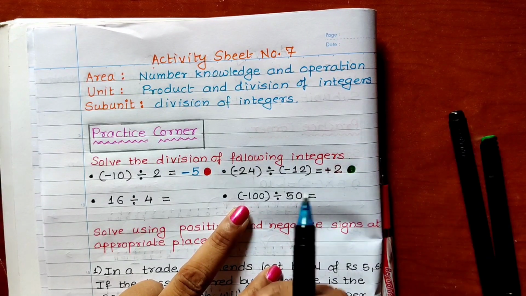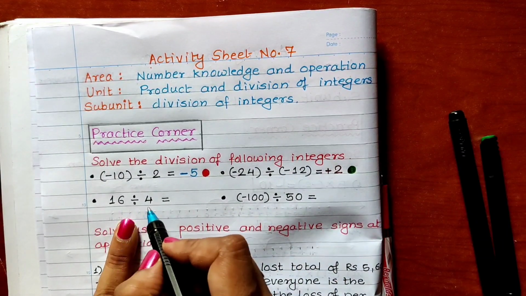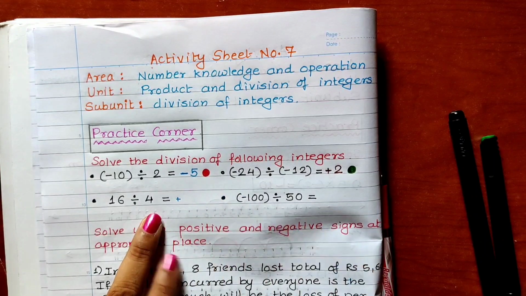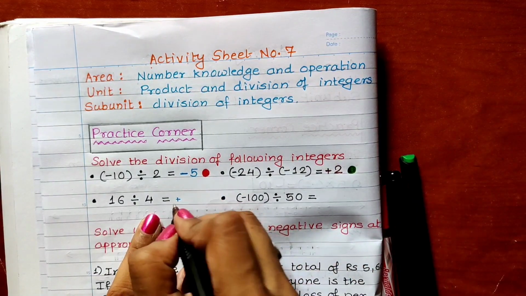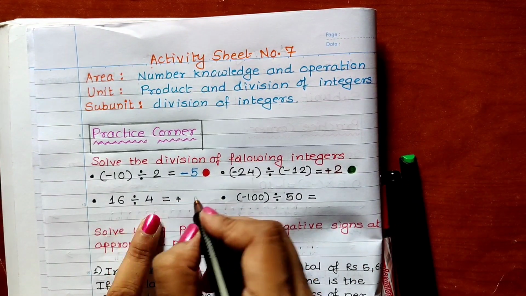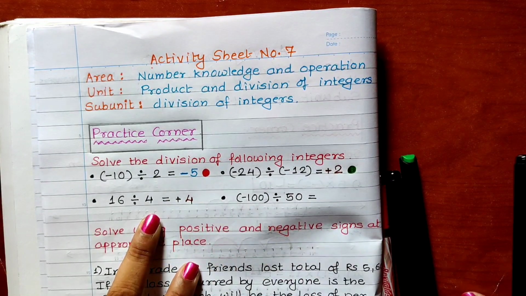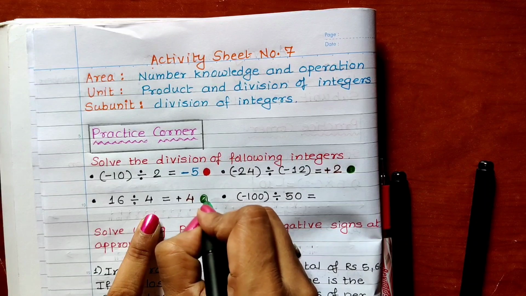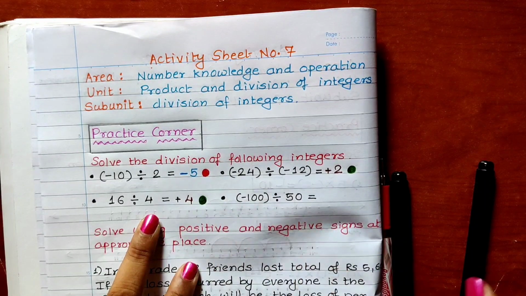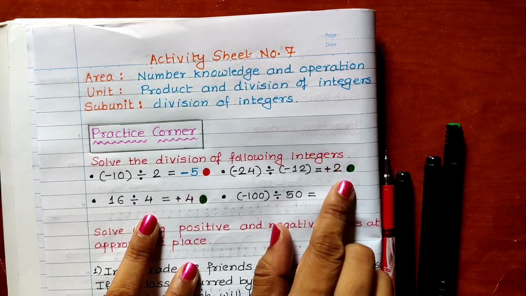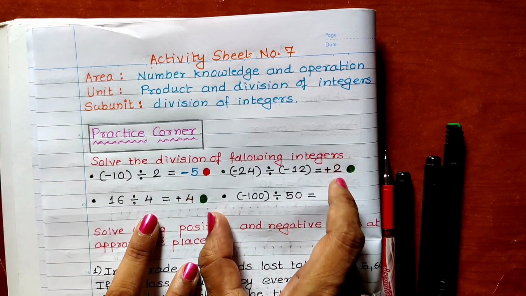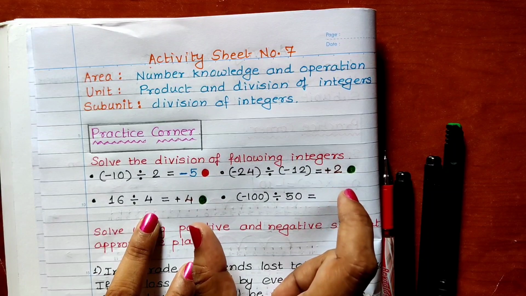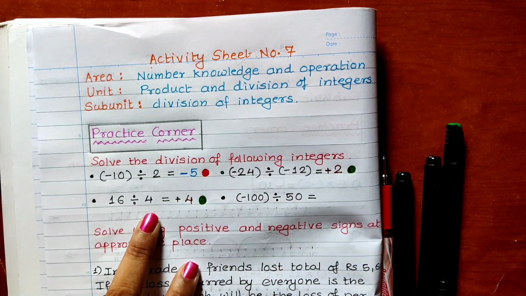Now let us solve this. 16 divided by 4, both numbers are positive numbers, so their sign will be positive. If you don't write the plus sign also it is okay. And 4 4s are 16, so answer is 4. Positive number we are getting, so the circle should be green. You can show by the same color circle. It is not necessary that you should show it by green and red. Whichever color is available with you, you can show by that color.